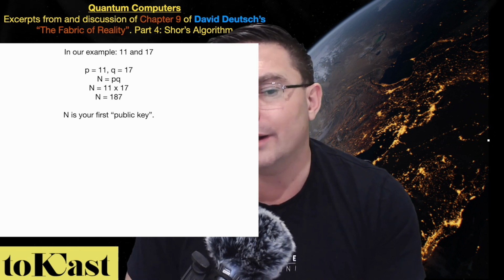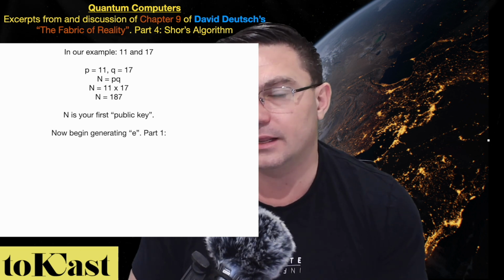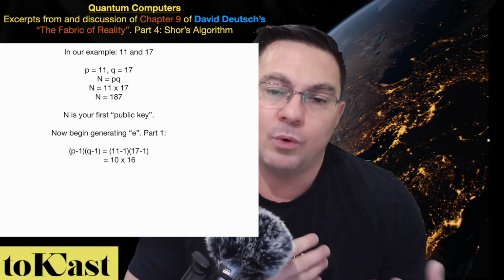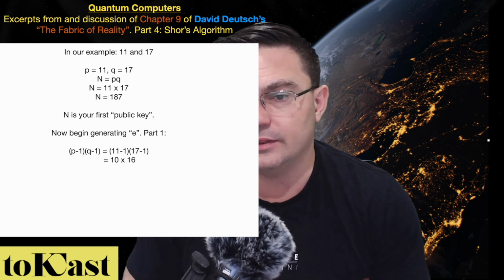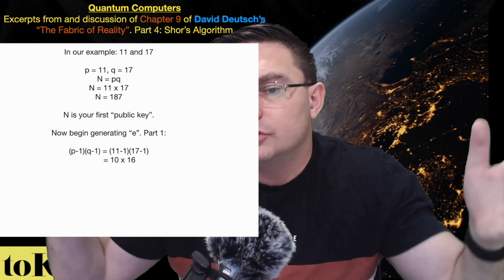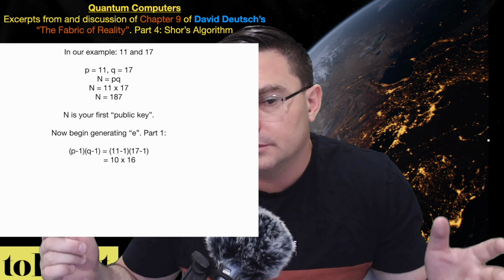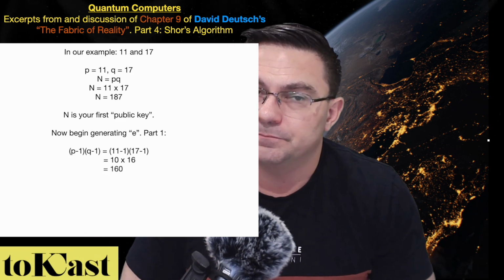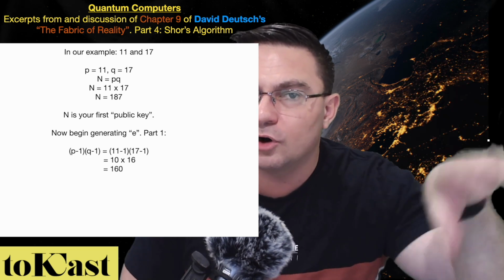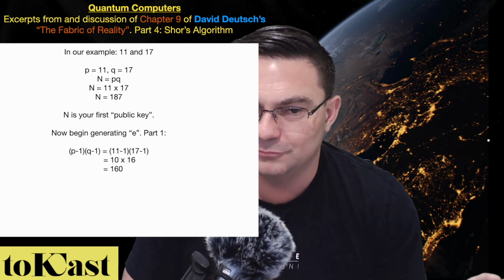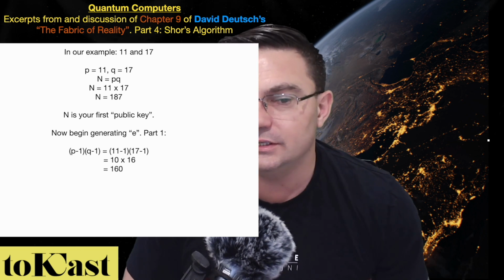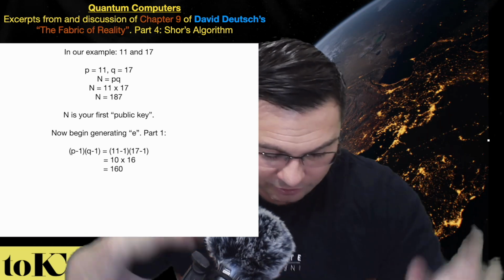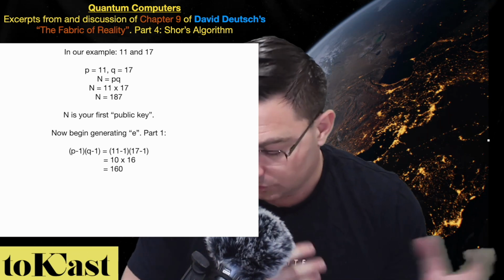Firstly, subtract 1 from P. That gives us 10. 11 take away 1, 10. And take away 1 from Q to give us 16. Then multiply these two numbers together to get a new number, P minus 1 times Q minus 1, and get 160. Now, find the prime factors of 160. We're just going to go through what I've already described to you in the earlier part of this podcast. We go through this process.